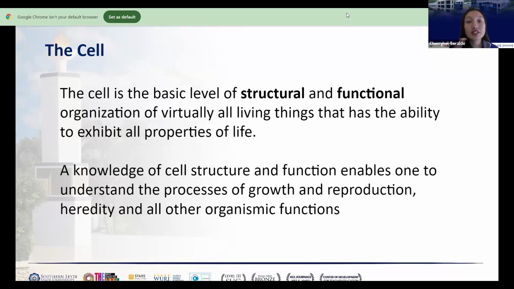The cell has the ability to exhibit all properties of life. Diba? We have already discussed the 7 properties of life. And even if it's just only one tiny bit of cell, all of these properties can be exhibited by that single cell. So, what is basically the sense that we're studying the cell?